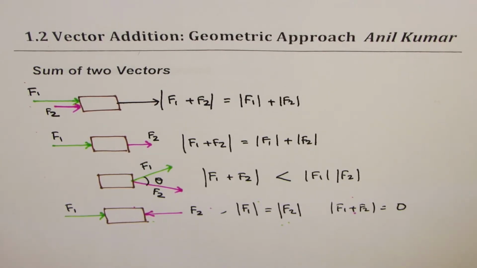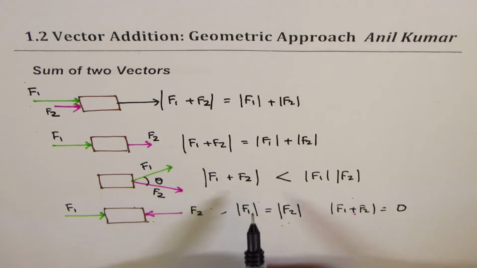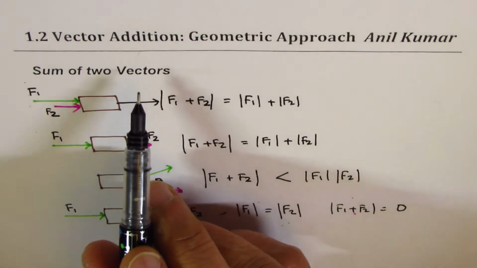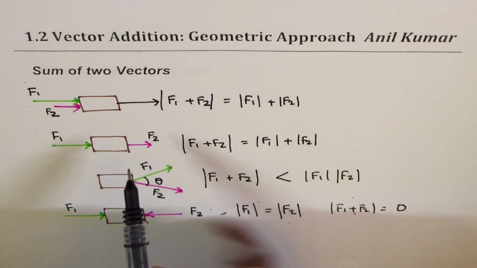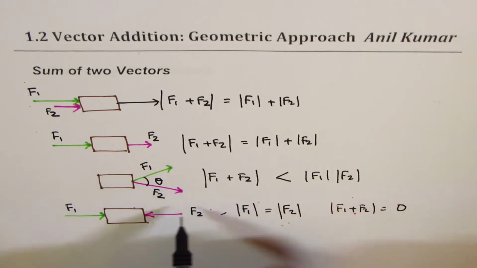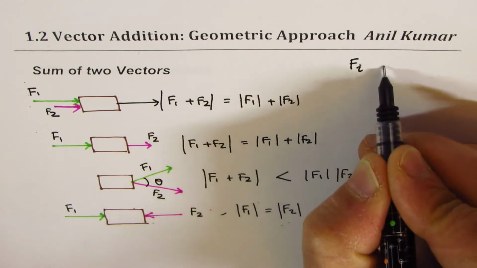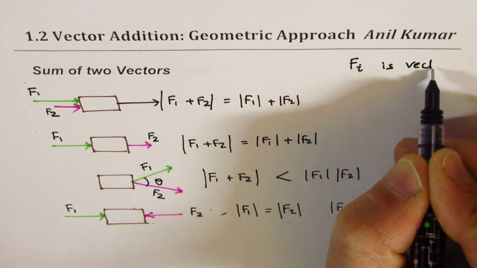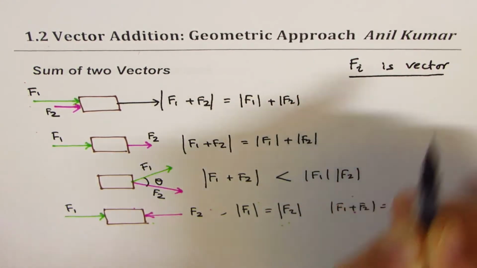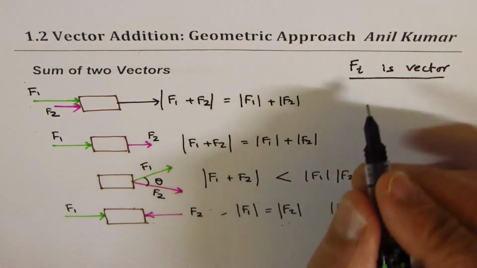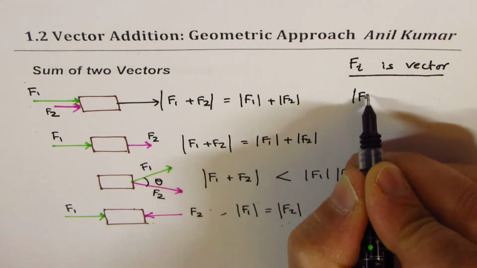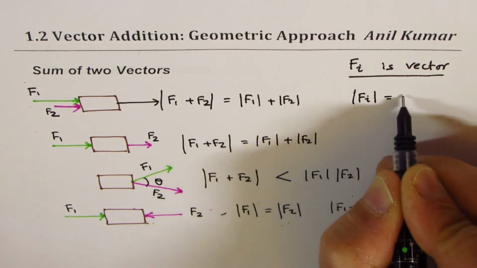Correct. Now, in this exercise, if I'm writing capital letters, we'll treat them as vectors. Otherwise, in most of the cases, when I write lowercase, then I'll put a line on the top. So these forces are vectors. So assume that Fi is a vector. And when I write like this, the absolute value, that means magnitude.